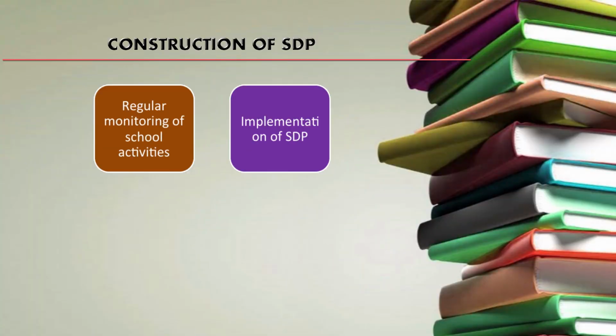Further, the other parameters of the SDP construction: regular monitoring of school activities, then implementation of the school development plan. It is not only the construction of the SDP, rather the implementation of the earlier approved school development plan. How this is practiced, how this has been implemented in our school is also another important aspect.